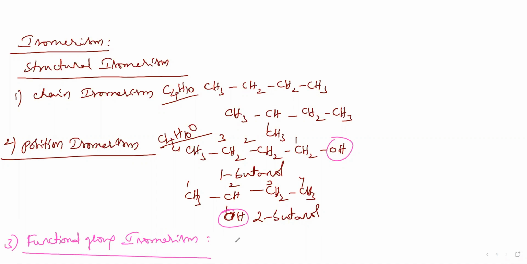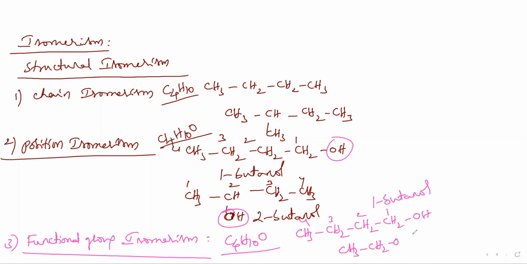Third one. Functional group isomer. Change in functional group itself. Again, I'm considering the same molecular formula. So let us consider CH3, CH2. What is it? 1-butanol. The same molecular formula, I can write this compound like this. What is this? ROR, ether. What is it? Diethyl ether. So same molecular formula, one compound we are showing as alcohol, with the same molecular formula the second compound is diethyl ether. So there is change in functional group. Okay.